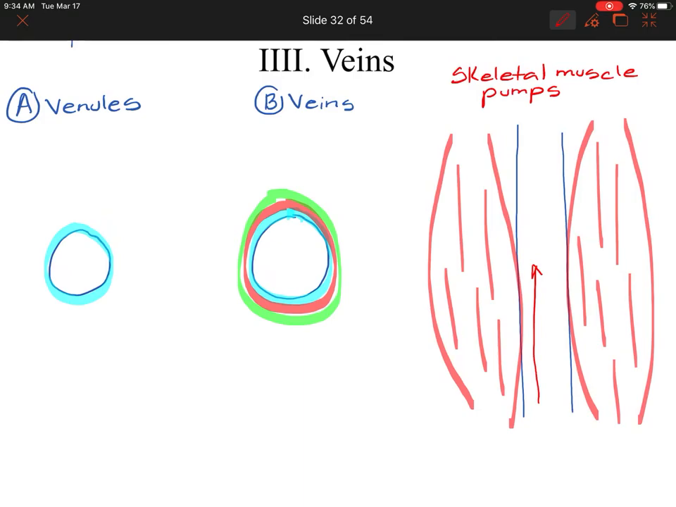But eventually your muscles will relax again. Every time you take a step, your calf muscle squeezes, relaxes, squeezes, relaxes. As it relaxes, the blood is going to fall back down due to gravity. Well, that's not really helping. You can't squeeze your muscle long enough to get the blood all the way up to the heart. So the second thing that veins have that arteries do not are valves.